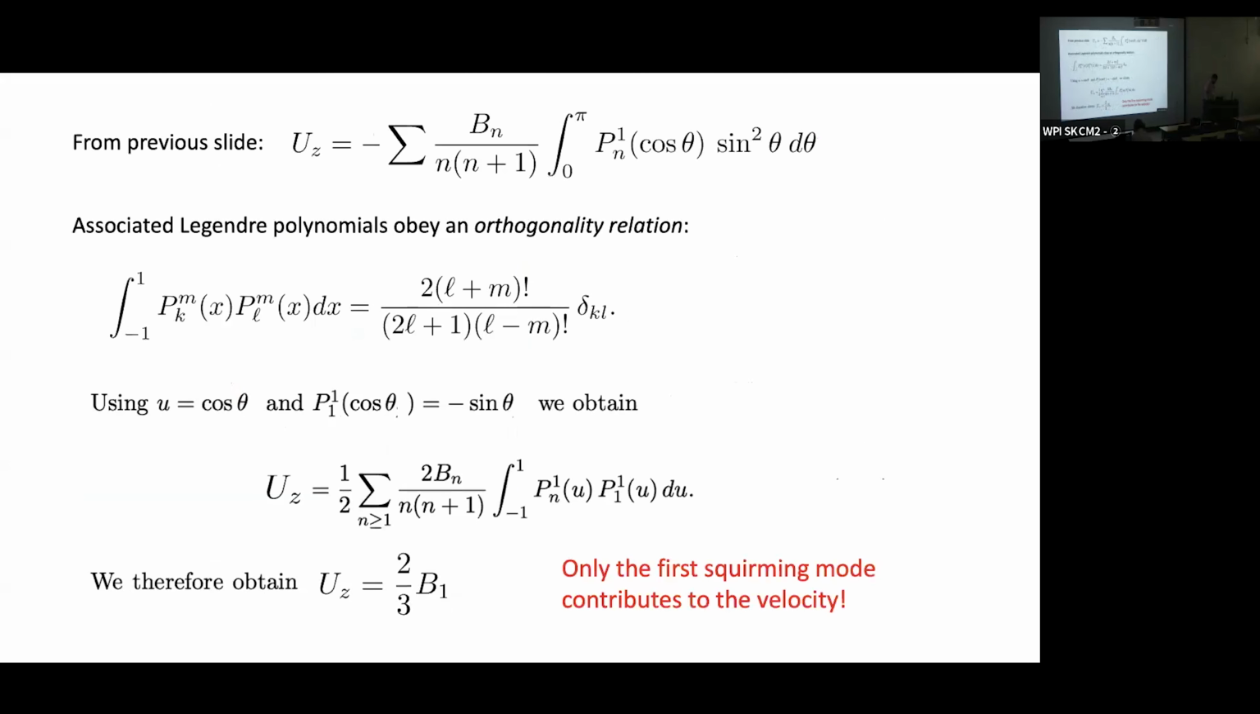The nice thing is that the squirming modes are orthogonal because they're associated with Legendre polynomials. So when you work out the math, at the end of the day, you get that the velocity is 2/3 times B1. And now you see why these squirming modes are so useful, because only B1 contributes to the velocity. B1 controls the velocity of the squirmer. Well, the other squirming modes have a role to play too.